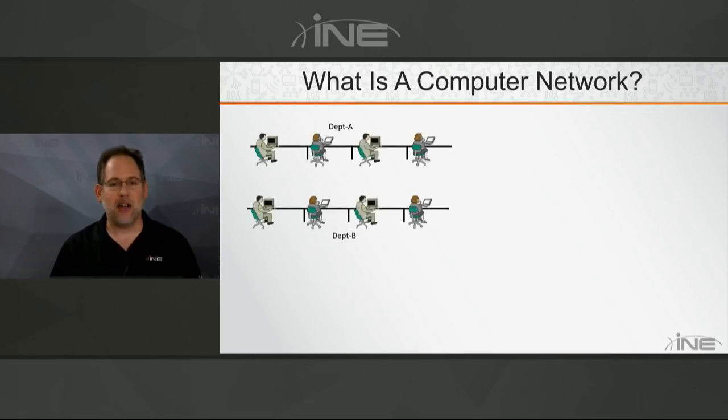So that's like what we have here. Here I have two different networks, Department A and Department B, and all their devices are connected to one physical cable. Now, as more and more devices need to connect to this network, there quickly became a problem.